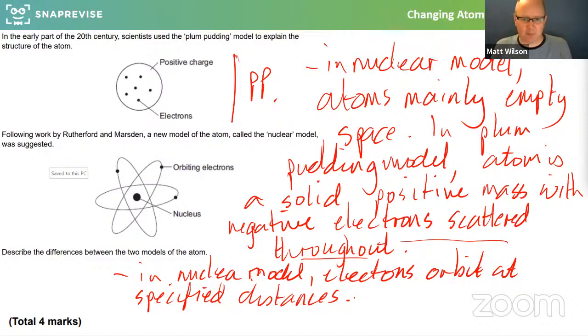In the nuclear model, a positive charge occupies only a small part of the atom, whereas in the Plum Pudding, the positive charge is spread throughout. In the nuclear model, electrons orbit some distance from the center, whereas in the Plum Pudding, the electrons are embedded in the mass of the positive charge. And in the nuclear model, most of the mass is concentrated right in the center. Most of that nuclear model of the atom is just empty space, whereas a Plum Pudding model of the atom is a solid mass.